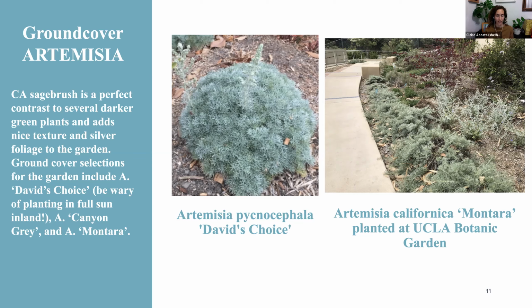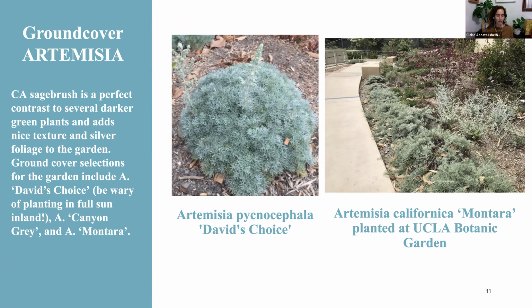In terms of ground cover, the Artemisia californica, of which this is an example on the right, there's Montara, and there's also Canyon Gray. Canyon Gray is a bit more of a spreader, like a spidery spreading plant, and the Montara is more moundy, so you can see it's like little clumps. They both are ground covers, but they have a little bit of a different growing habit. So again, just pick the one that works best for you.